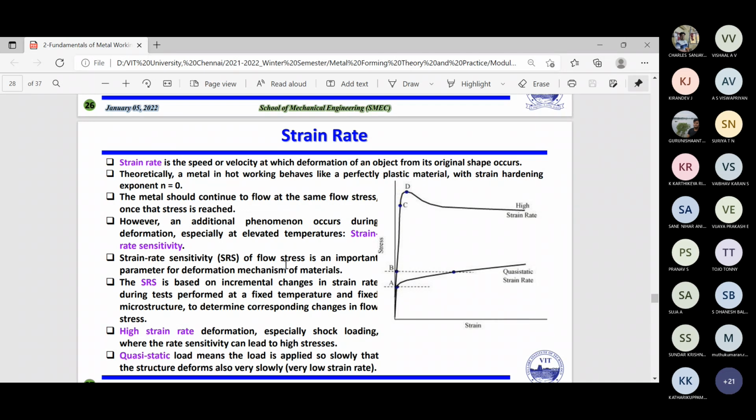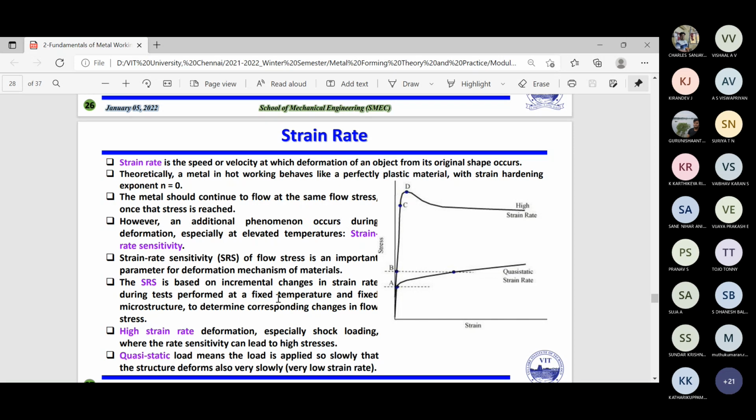And the strain rate sensitivity of flow stress is an important parameter for the deformation mechanism of the materials. So whenever we go towards the mechanism or the mechanics, as I told, maybe we'll study step by step, maybe a few derivations are there. And then also based on this, maybe we will make some numericals.